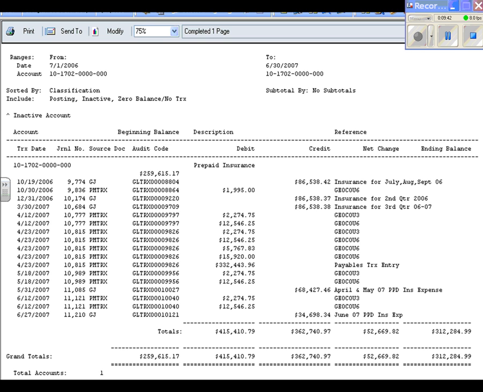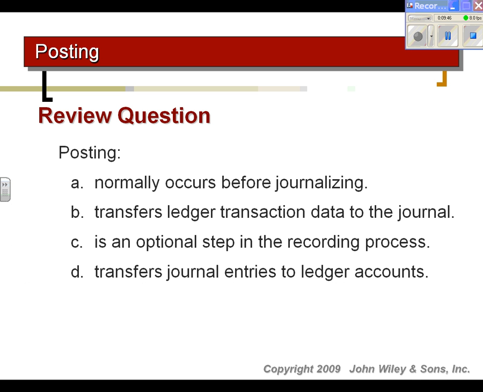transaction detail. All right, let's quickly look at a review question. Posting normally occurs before journalizing? No. Right? We journalize first and then we post, so it's not A. Transfer ledger transaction data to the journal? No, we transfer from the journal to the ledger, so it's not B.